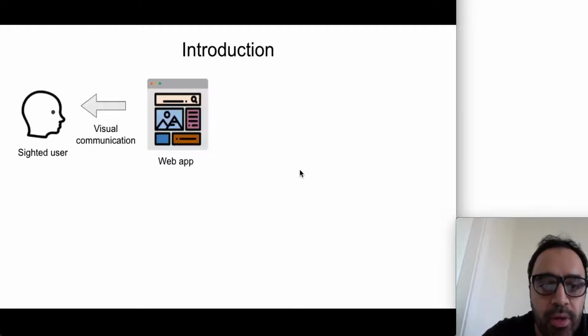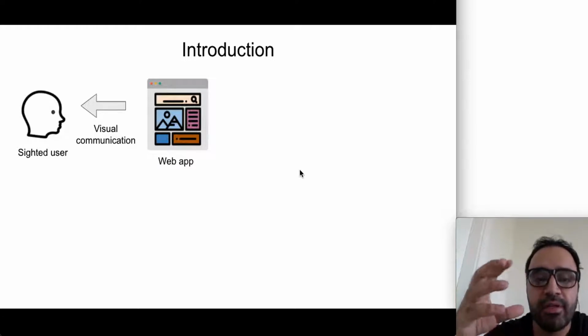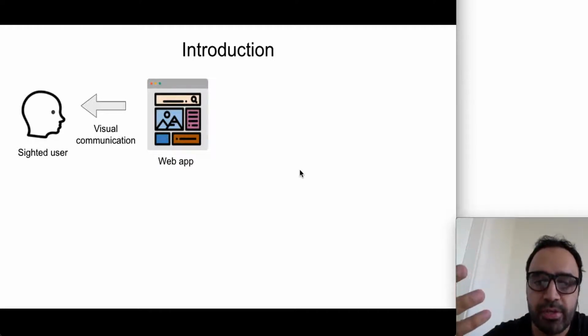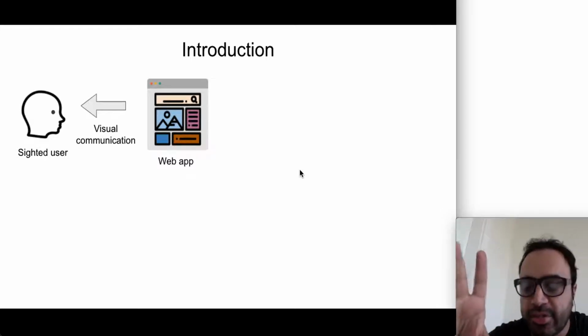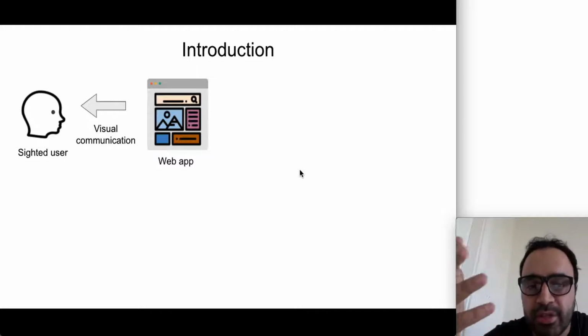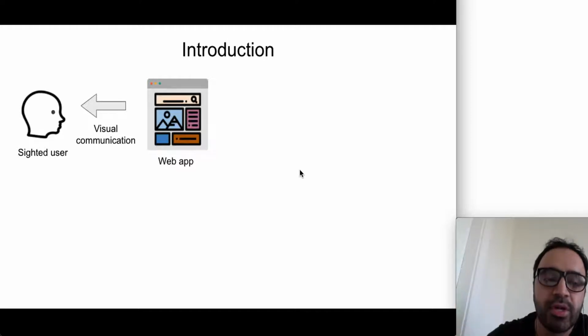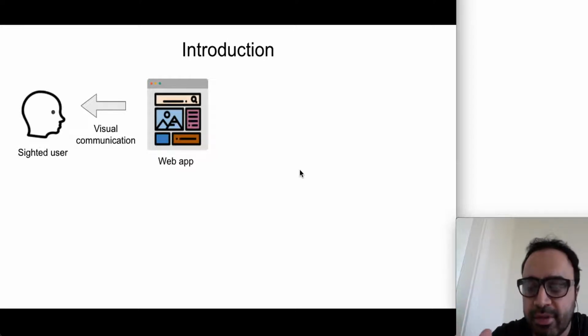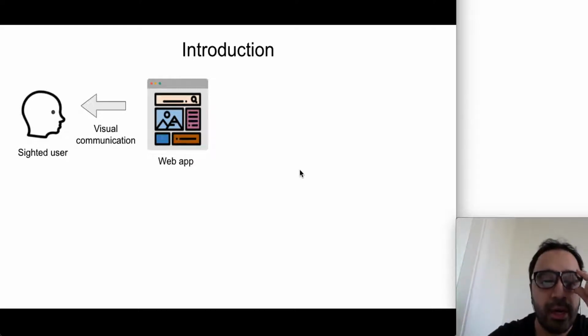So when you have a web app, a typical web app contains lots of content that are conveyed visually. So you have different navigation menus, you have different sections of the page. You have a search region, you have image contents, you have various sorts of contents that are communicated visually to sighted users. So they can easily, just by one look, visually understand the structure and the content of the page and navigate accordingly.